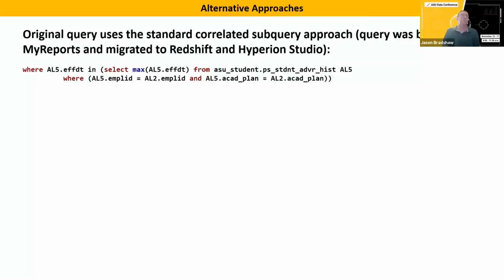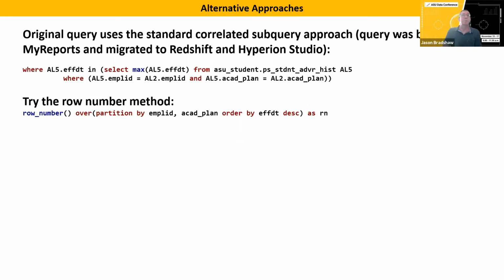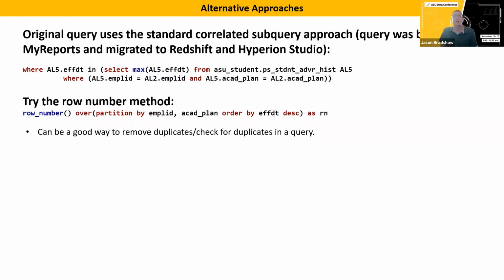So another approach that's very common here, and I don't know how many of you have done this, is using the row number method, where you can apply a row number function. So you pull back the entire data set and not just those that are with the maximum effective date here, but you apply the row numbering here. The key part to this is defining the partition. This can be a good way to remove duplicates and check for duplicates in a query.